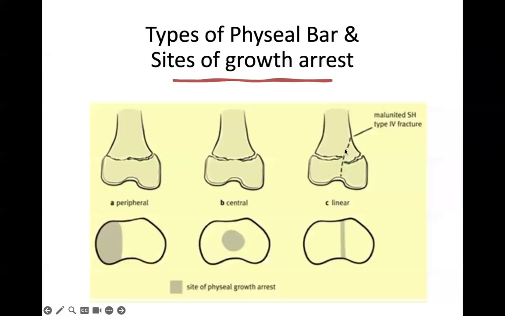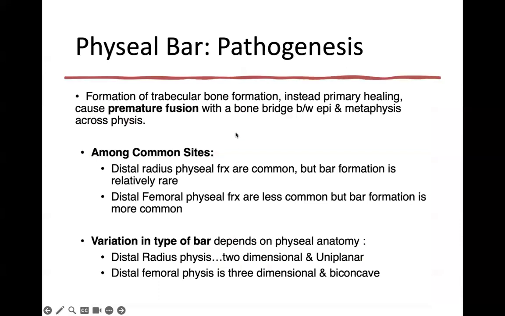This shows a type 4 metaphyseal fracture, and it produces a linear bar nearly in the center, while type 5 or type 1 physeal fractures may produce a growth arrest at the periphery, and type 3 fractures usually lead to a central bar formation as seen here. Regarding pathogenesis, trabecular bone formation instead of primary healing causes premature fusion with a bone bridge between epiphysis and metaphysis across the physis.